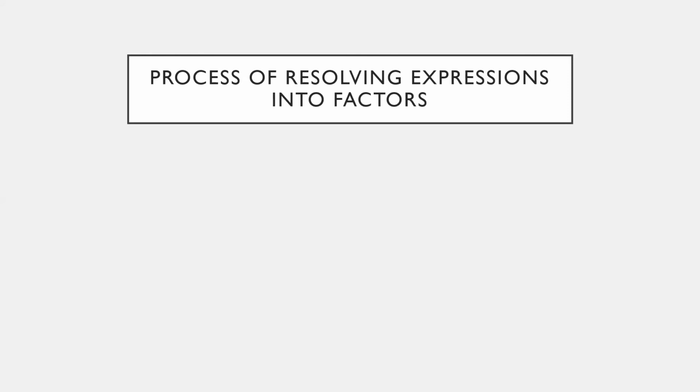The next process of resolving expressions into factors is the formula of addition or subtraction of two cubes. When we were doing the calculation with squares, we have a formula for the subtraction of two squares, a square minus b square, which is equal to a plus b into a minus b. There we found two factors.